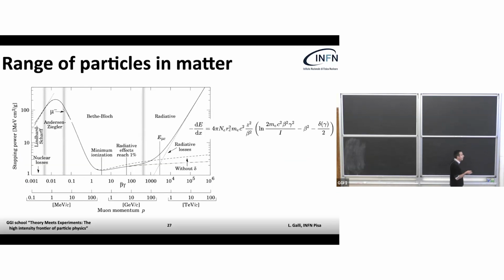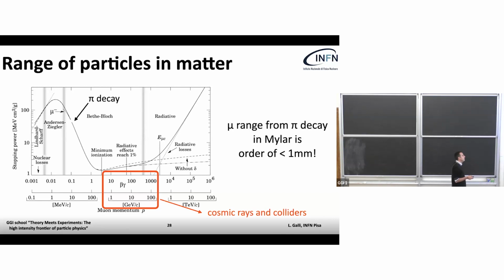Then, if you look at the Bethe-Bloch function, here is a standard plot taken from the PDG. This is the formula. For muons with momentum in this range, we are in the left part of the curve, in which the energy deposit goes mostly like 1 over beta squared. This means that the energy loss is not negligible with respect to its own energy. And indeed, the range of the muons from pion decay in mylar is of the order of 1 millimeter or less. So it's quite easy to stop them. Indeed, it's easier to stop them than let them go.